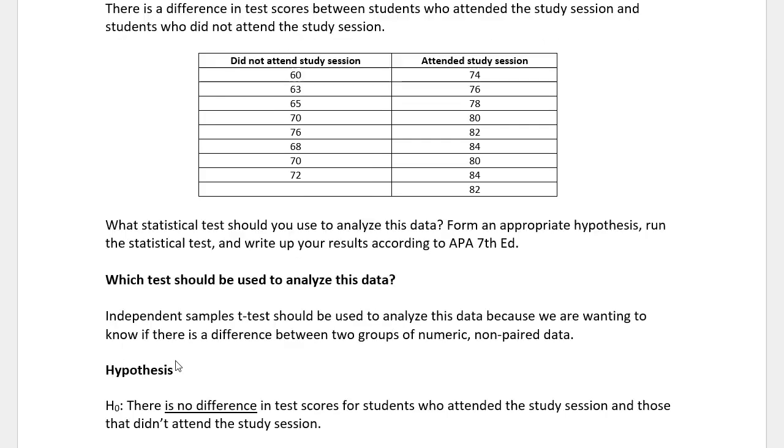So an independent samples t-test should be used because the data we are using, first of all, is two groups of numeric non-paired data. So it's not paired. The data is numeric, and we're wanting to know if there is a difference between these two groups. Independent samples t-tests are good for looking at if there is a difference between two groups that are independent, so not paired, and the data is numeric. So this is the correct test.